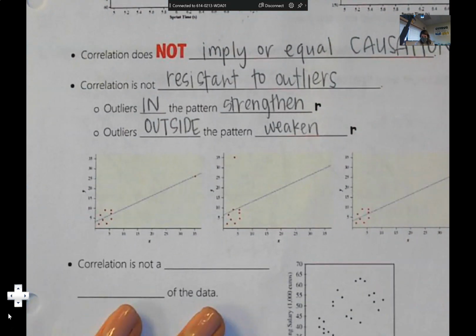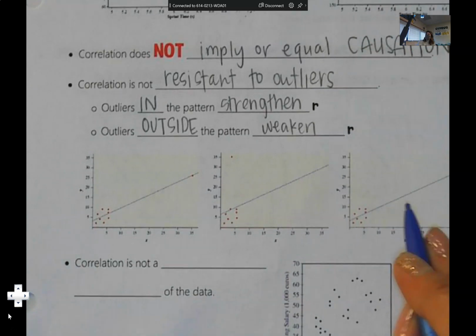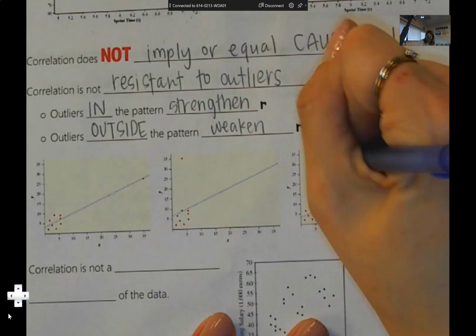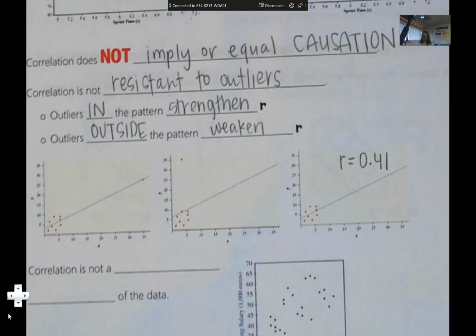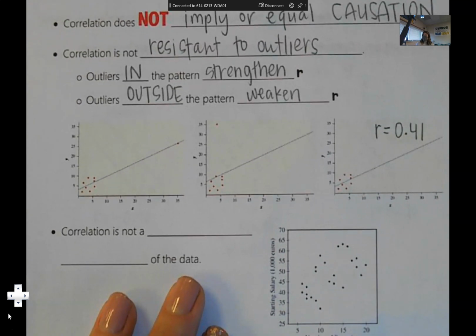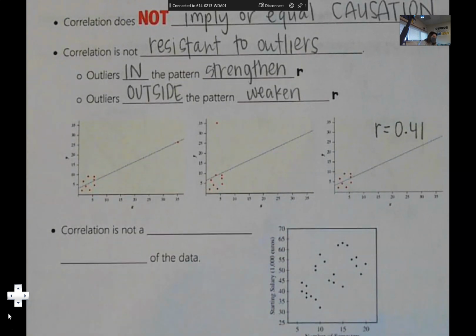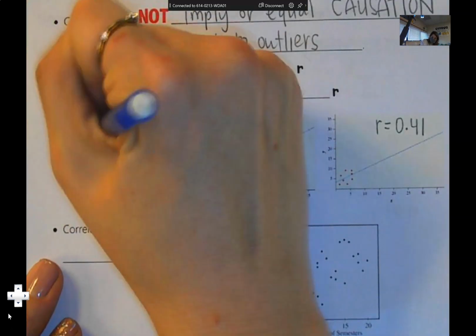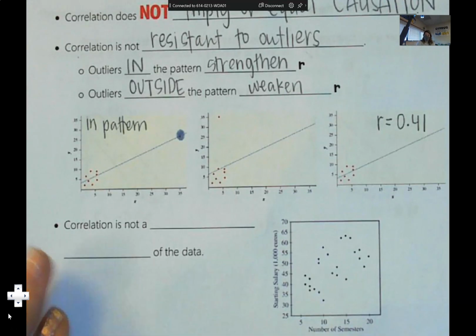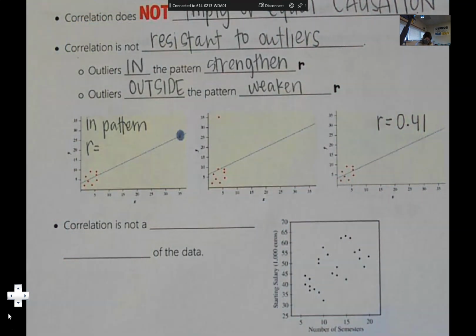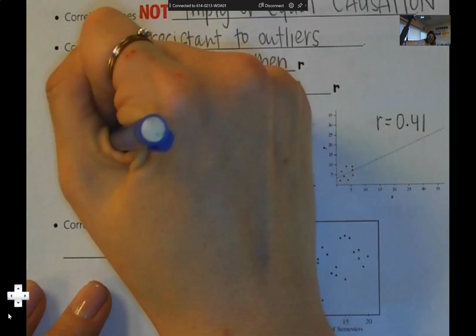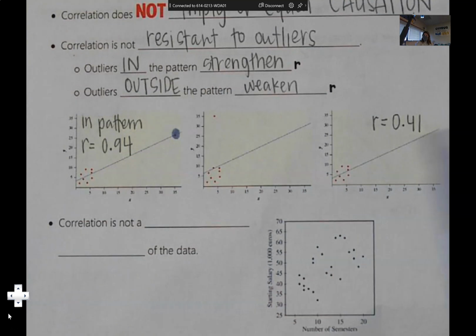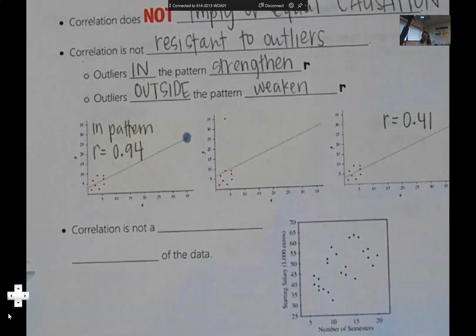Oh man, my pictures are in the wrong order. So this first scatter plot is the original scatter plot, and it has an R value of 0.41. Very weak relationship. Now, if I add an outlier that is in the pattern, so this is an example of an outlier in the pattern, the R value goes from weak, 0.41, to 0.94. By adding this one outlier all the way out here, you take a weak association and all of a sudden it turns into a very strong association.